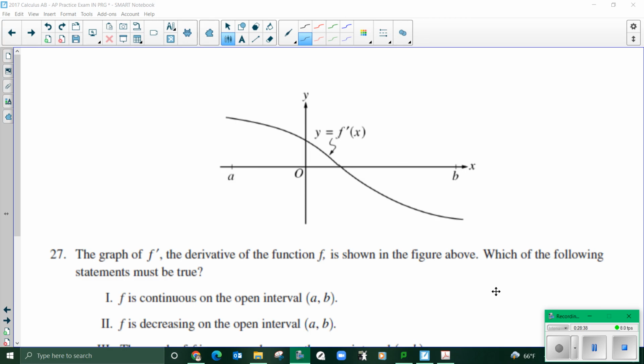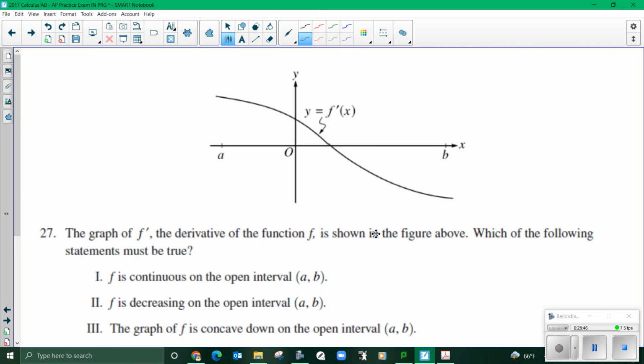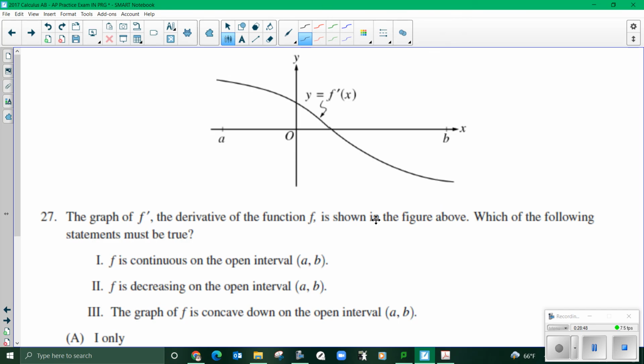All right, number 27. It's another problem that gives us a little bit of a mental break. And I hate to say these are easy, but this one is pretty easy. All right, the graph of f prime, the derivative of f, is shown above. This is the derivative of f. This is not the graph of f. It is the graph of the derivative. That's important to know. Which of the following statements must be true?